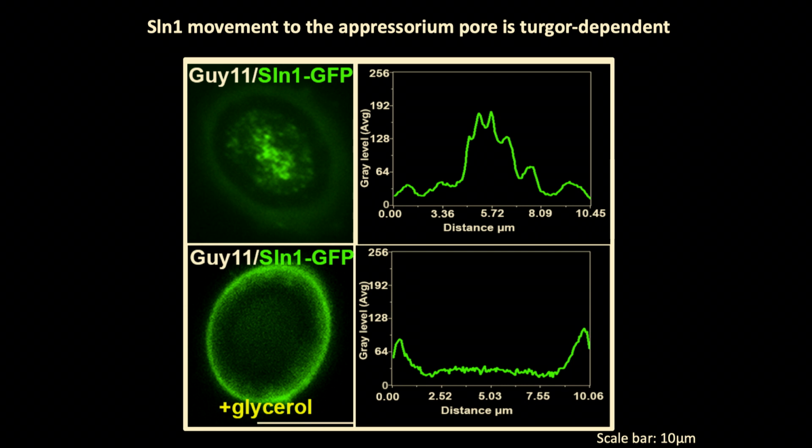You see this line scan showing it's actually in the center at the base of the appressorium. However, if we artificially lower the turgor of those cells, if you put them in hyperosmotic concentrations of glycerol, so you lower their pressure, then that movement to the center doesn't occur. So there's actually a pressure-dependent element to the localization of this sensor kinase at the base of the appressorium, which is, again, consistent with that.